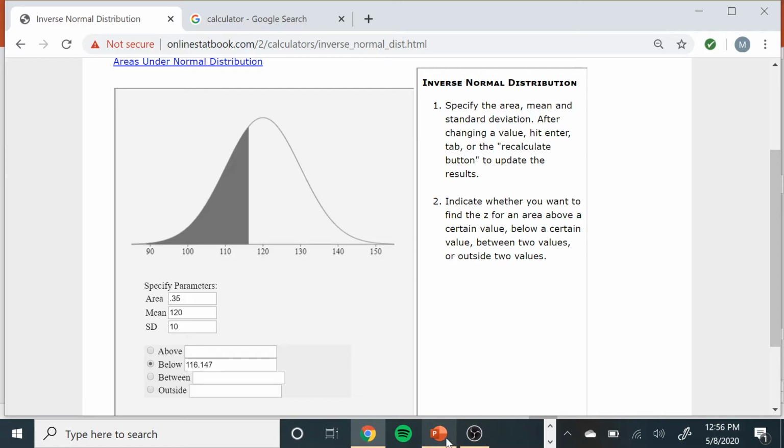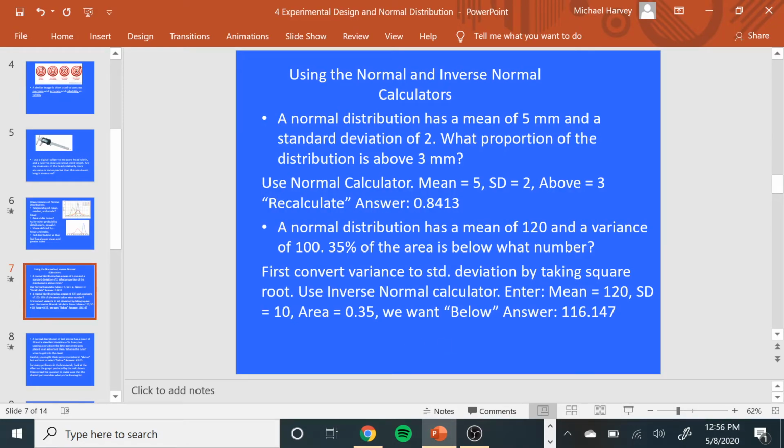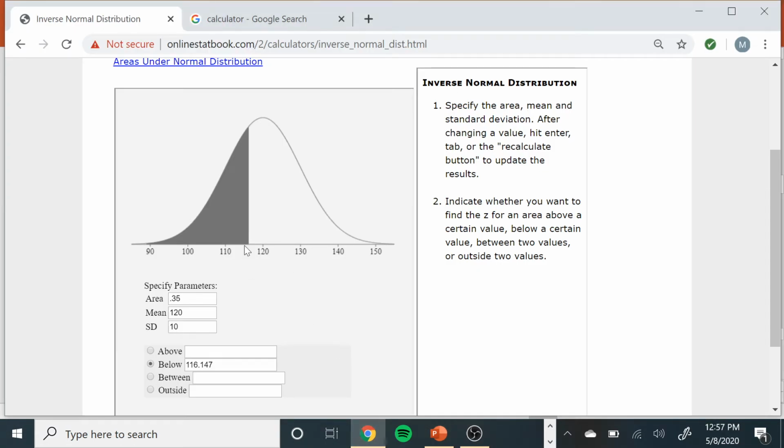So we'll do that just for grins. A normal distribution has a mean of 120 and a variance of 100. 35% of the area is below what number? Okay, so that's below that number. That's what this number is. So when you click below, it tells you what the number is that corresponds with that.